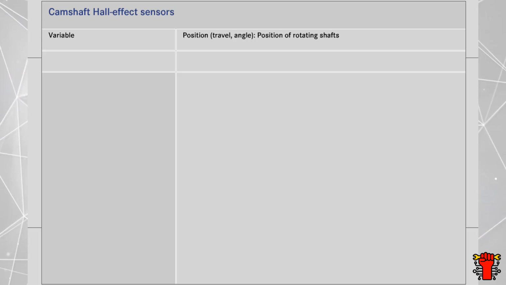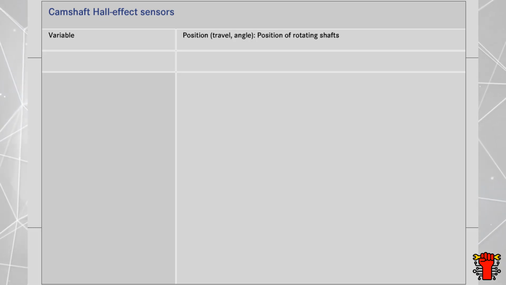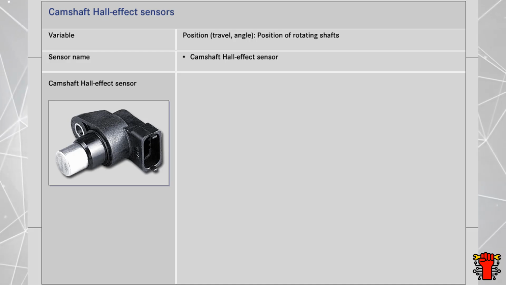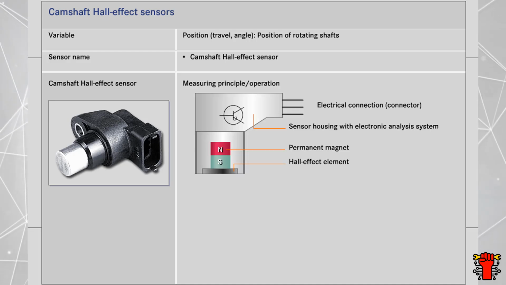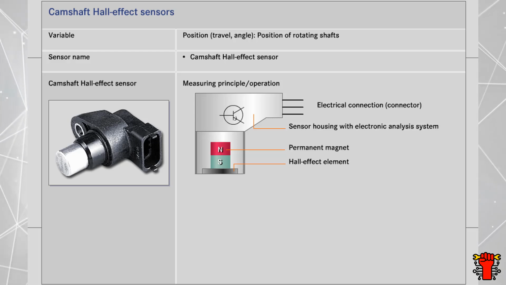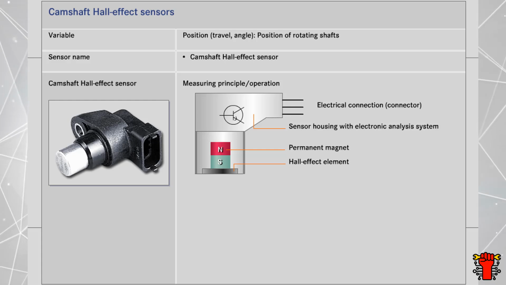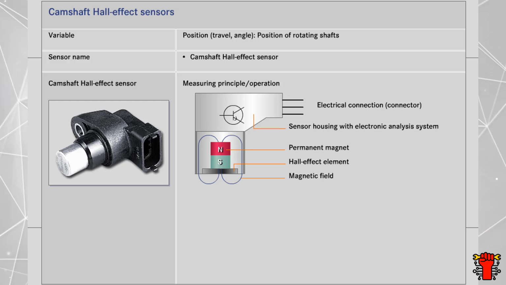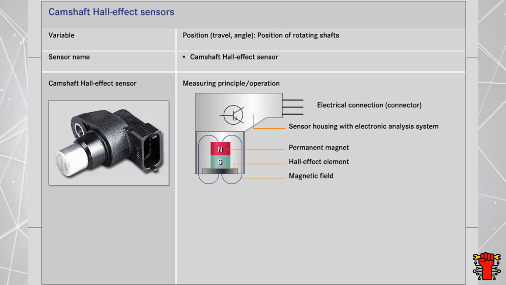Hall effect sensors are also used to register the position of rotating shafts. This is the case, for example, with the camshaft Hall effect sensor. The sensor consists of a permanent magnet, a semiconductor Hall element, and an electronic analysis system with electrical connections. The magnetic field of the permanent magnet penetrates the Hall element and in so doing generates a measurable Hall voltage.